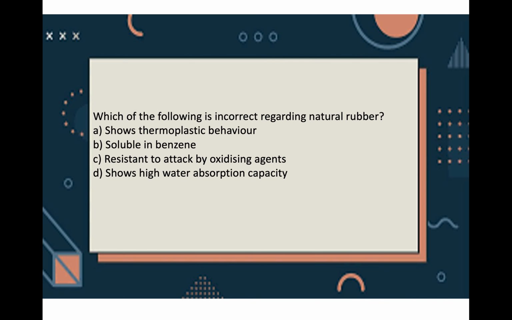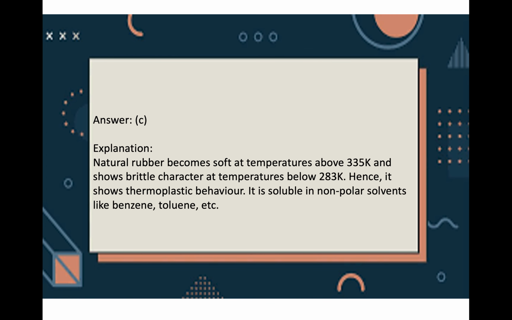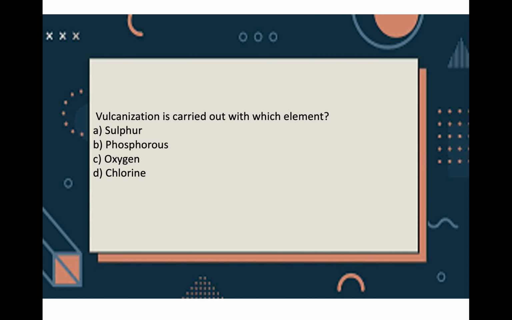So the nature of this isoprene is elastic. Now, which of the following is incorrect regarding natural rubber? A, shows thermoplastic behavior, B, soluble in benzene, C, resistant to attack by oxidizing agents, and D, shows high water absorption capacity. Answer is C, resistance to attack by oxidizing agents. So you know, natural rubber is very soft at about 335 Kelvin, and then it shows brittle character below 283 Kelvin. So it shows thermoplastic behavior, soluble in non-polar solvents like benzene, toluene, etc.